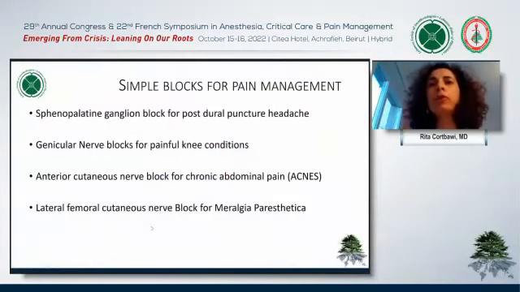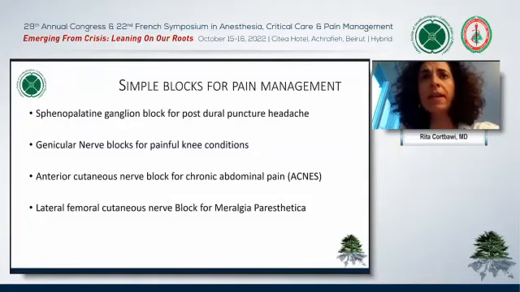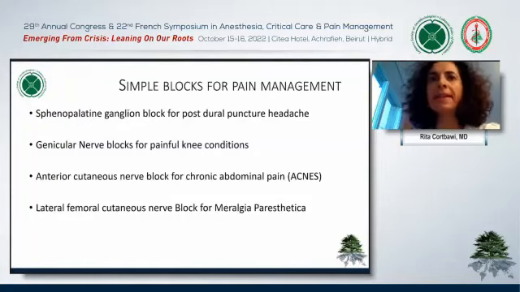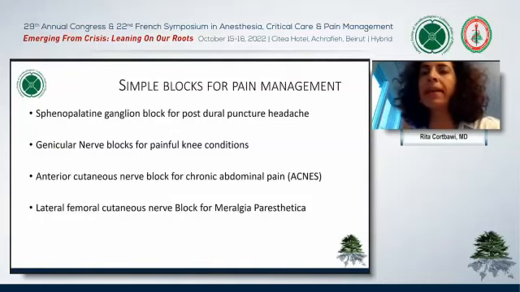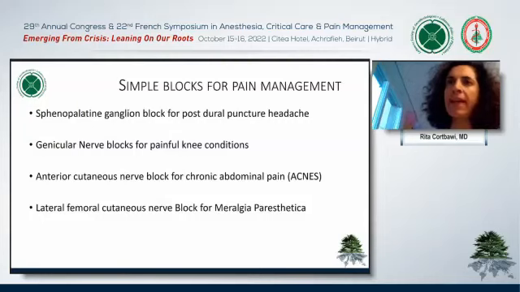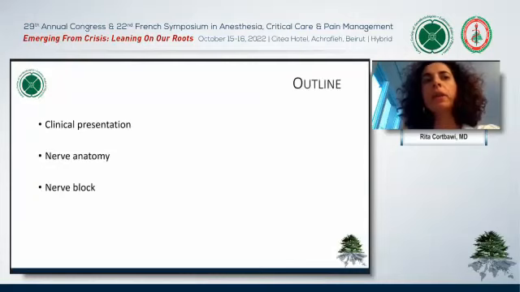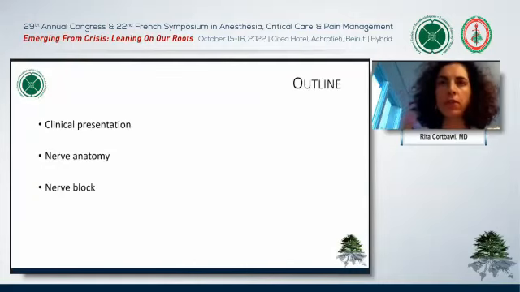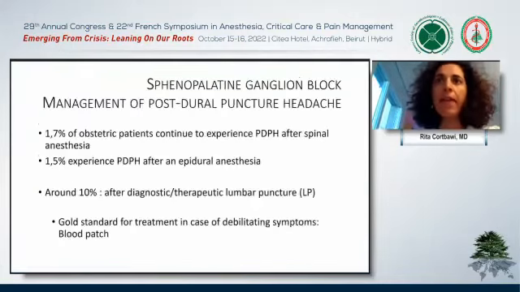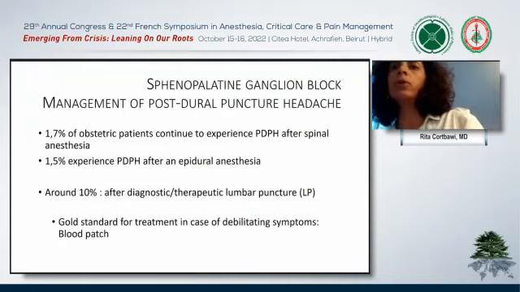I'll be going through four kinds of different clinical situations, mainly the postdural puncture headache with the sphenopalatine ganglion block, painful knee conditions, chronic abdominal pain, and meralgia paresthetica. The outline will more or less be the same for the four situations, with first a clinical presentation, then the anatomy of the nerve or the structure, and then the way we do the block for this condition. So I'm starting with the postdural puncture headache.